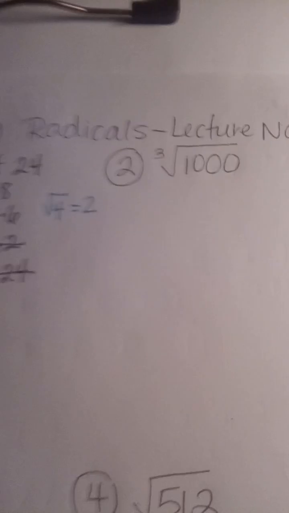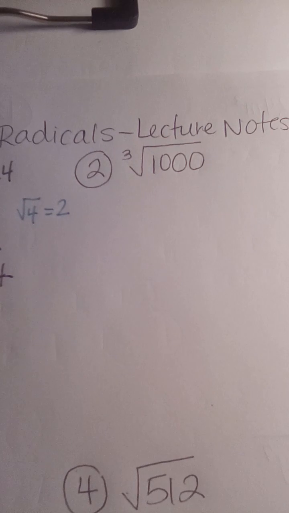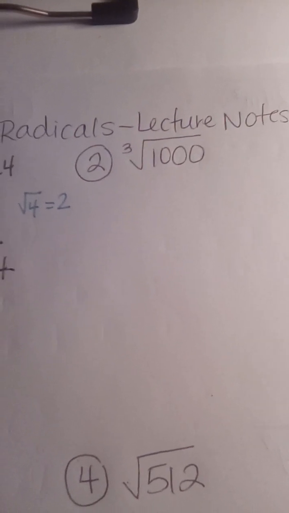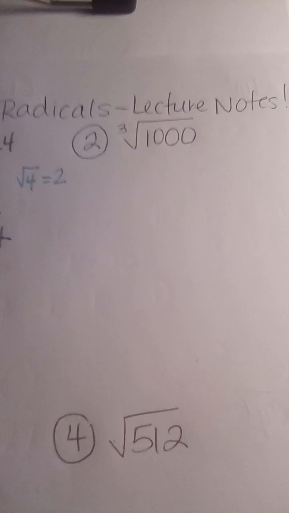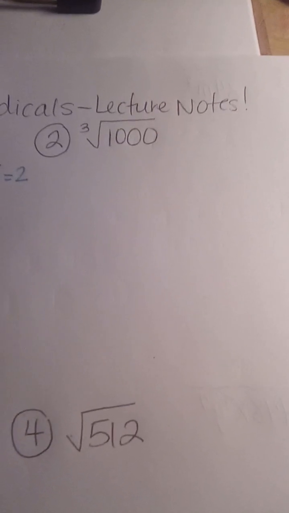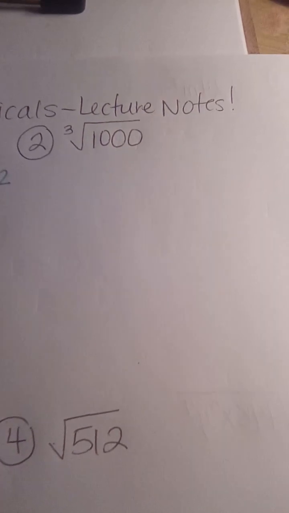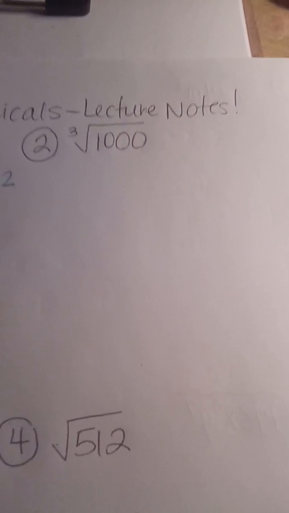All right, let's move on to number 2. We have the index of 3, cube root of 1,000. All right, this is sometimes the reason why I have this problem, is that there's one simple way you can do this. Care to guess? Anyone care to take a guess? What's the common number? If you said 10, that is correct. So we could rewrite this.